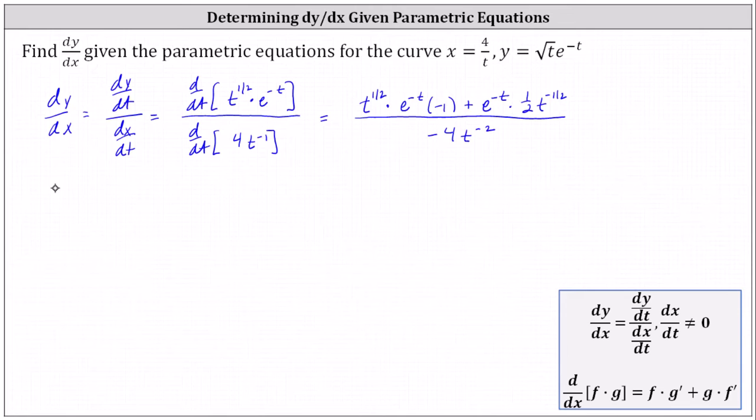And now let's begin to simplify. Let's write the numerator as 1/2 t^(-1/2) e^(-t) minus t^(1/2) e^(-t), and let's write the denominator as -4 divided by t squared.